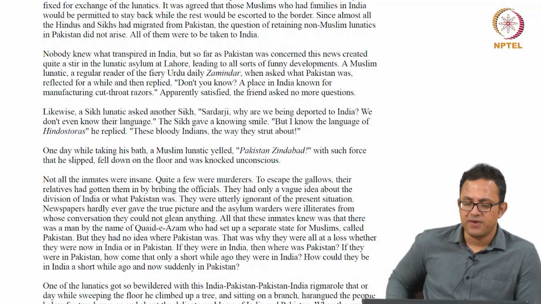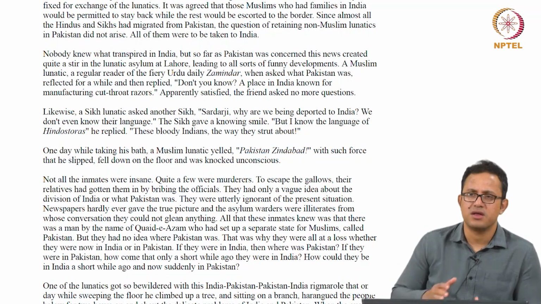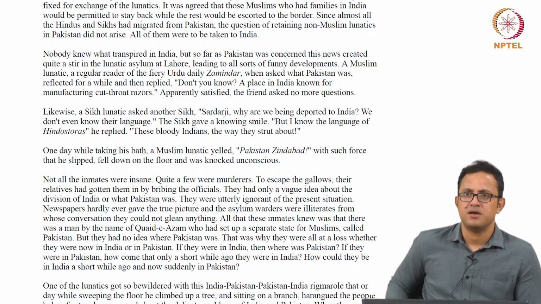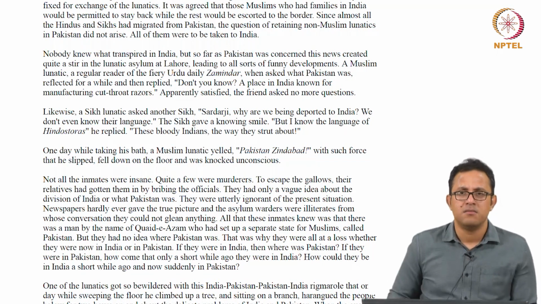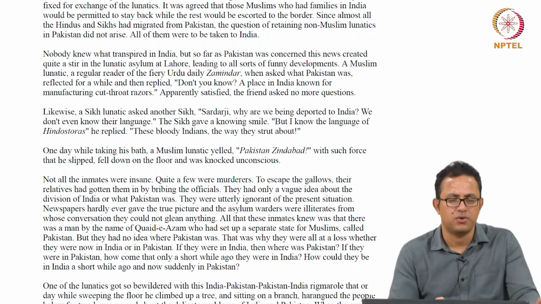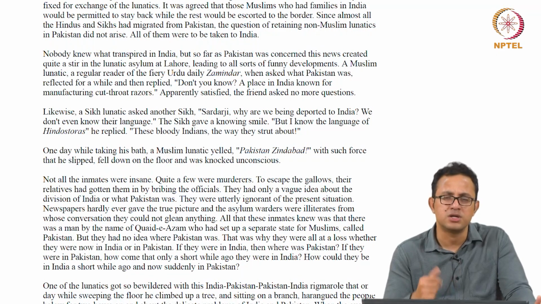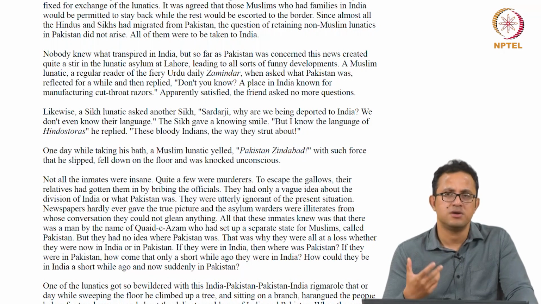Now, they had only a vague idea about the division of India or what Pakistan was. They were utterly ignorant of the present situation. Newspapers hardly ever gave the true picture, and the asylum watchers were illiterates from whose conversation they could not glean anything. So again, look at the cut-off quality of this asylum. It's in Lahore, which is obviously a very cosmopolitan, multicultural, connected city. But the fact that the madhouse is a discursive space also makes it insular to information. And the insularity of information is important.